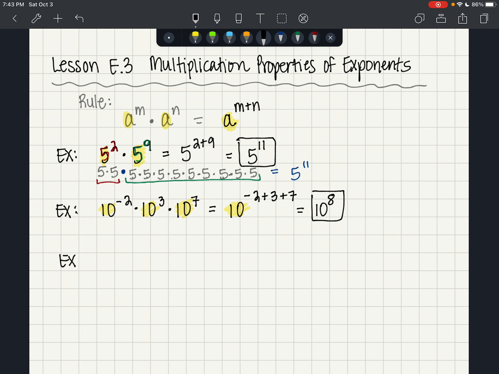Let's try another one. This time we're going to use variables. x to the 0 times x to the 7th times x to the negative 1. Well, they all have the same base, so we retain that base, and we add the exponents. So 0 plus 7 plus negative 1, which is 6. x to the 6th power.